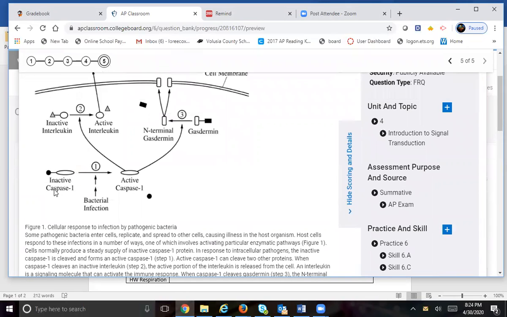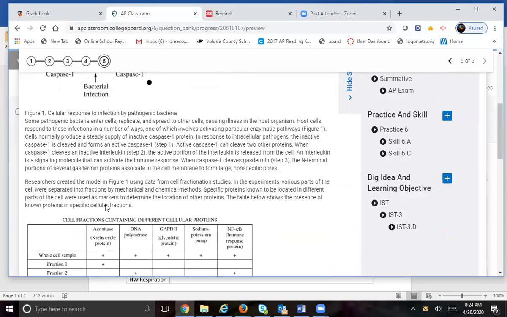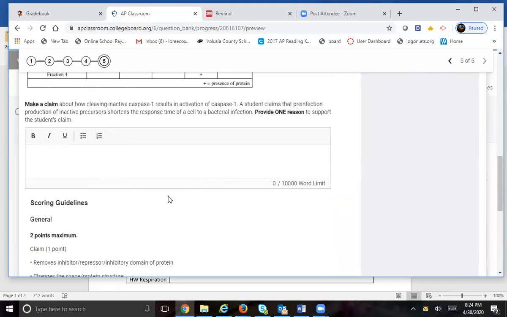So cleaving that is going to activate this. You're removing an inhibitor, repressor, something of that sort. And then what would be a reason?